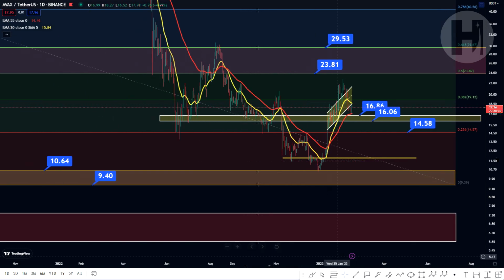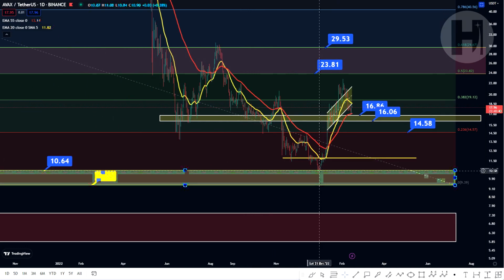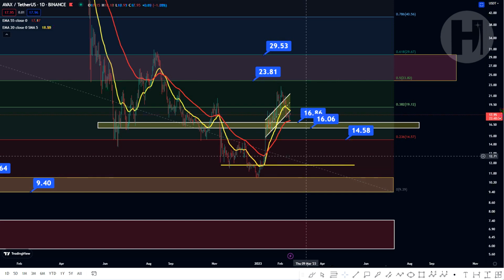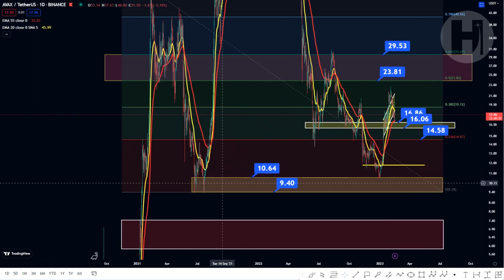$11.75. And well, I don't think we're going to be coming back down to this low specifically at $10.60, all the way down to $9.40. However, if that does happen, you are still aware that that's our support block. That is where you want to be buying in.